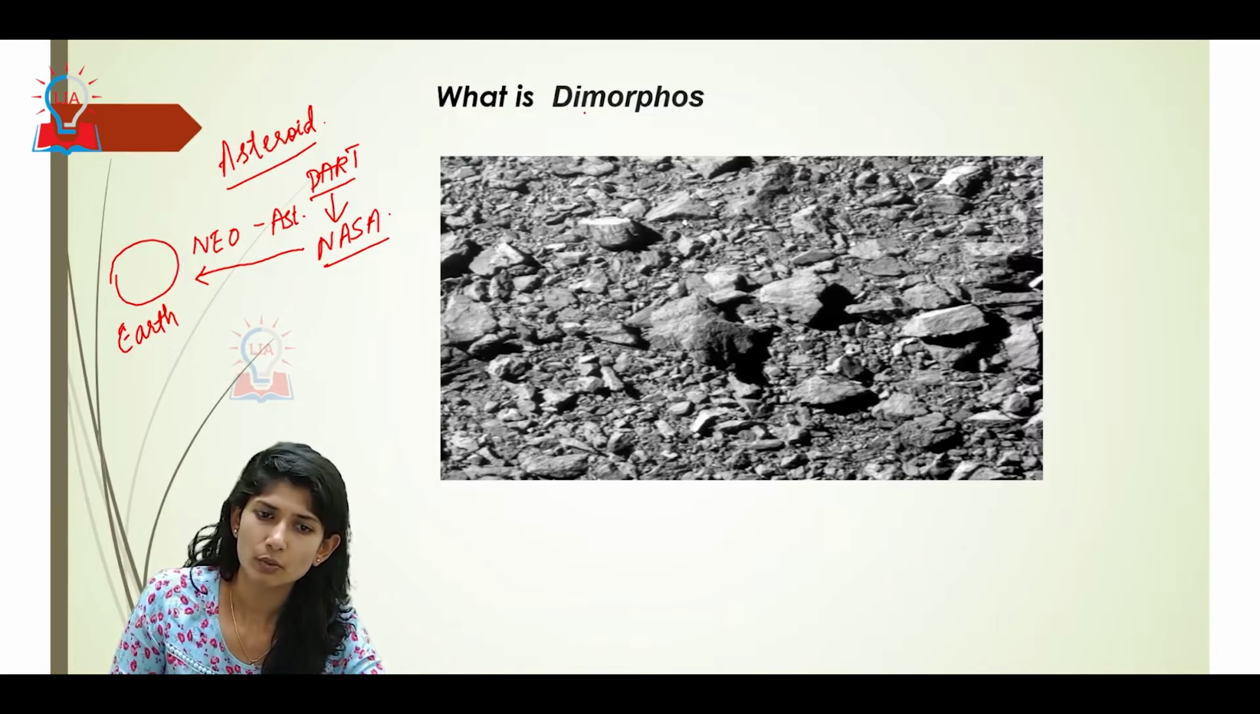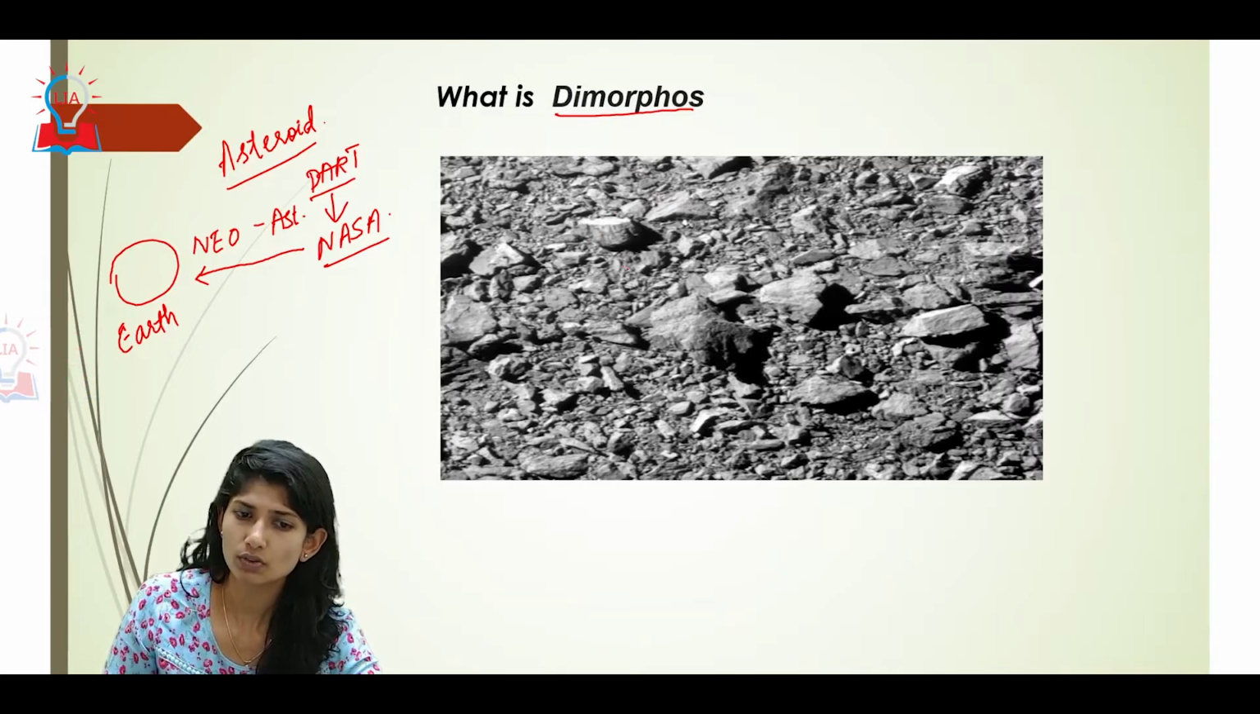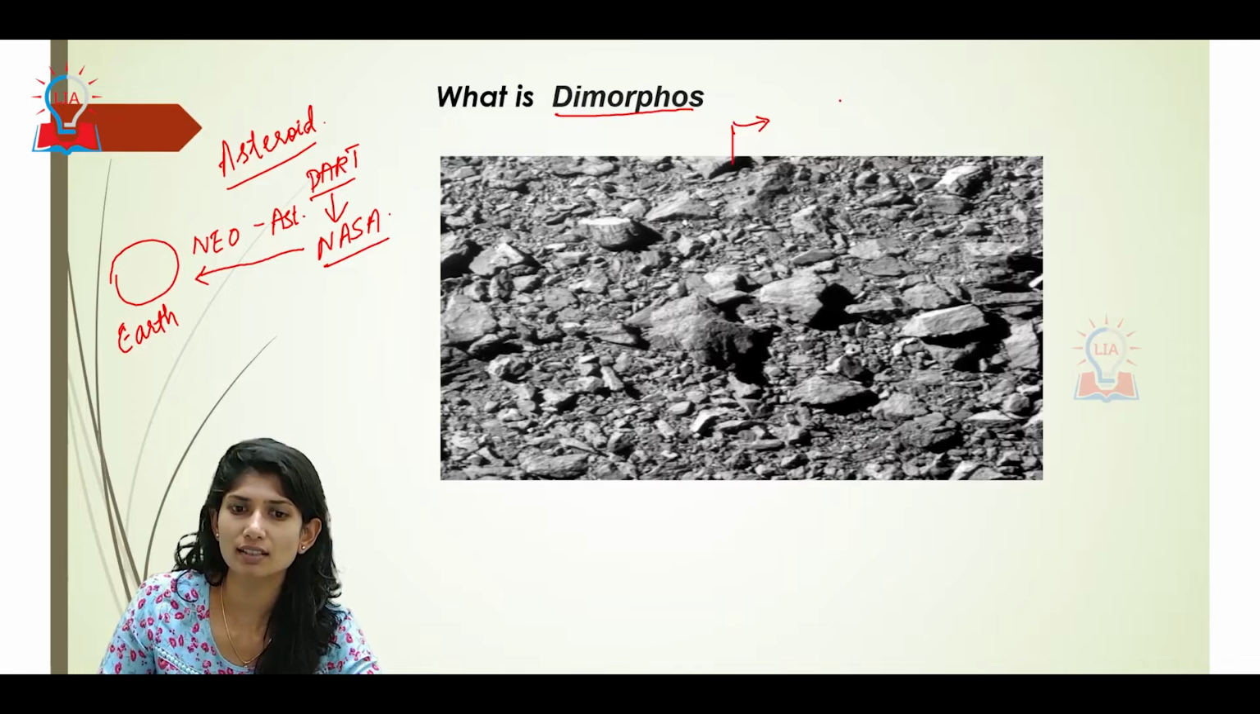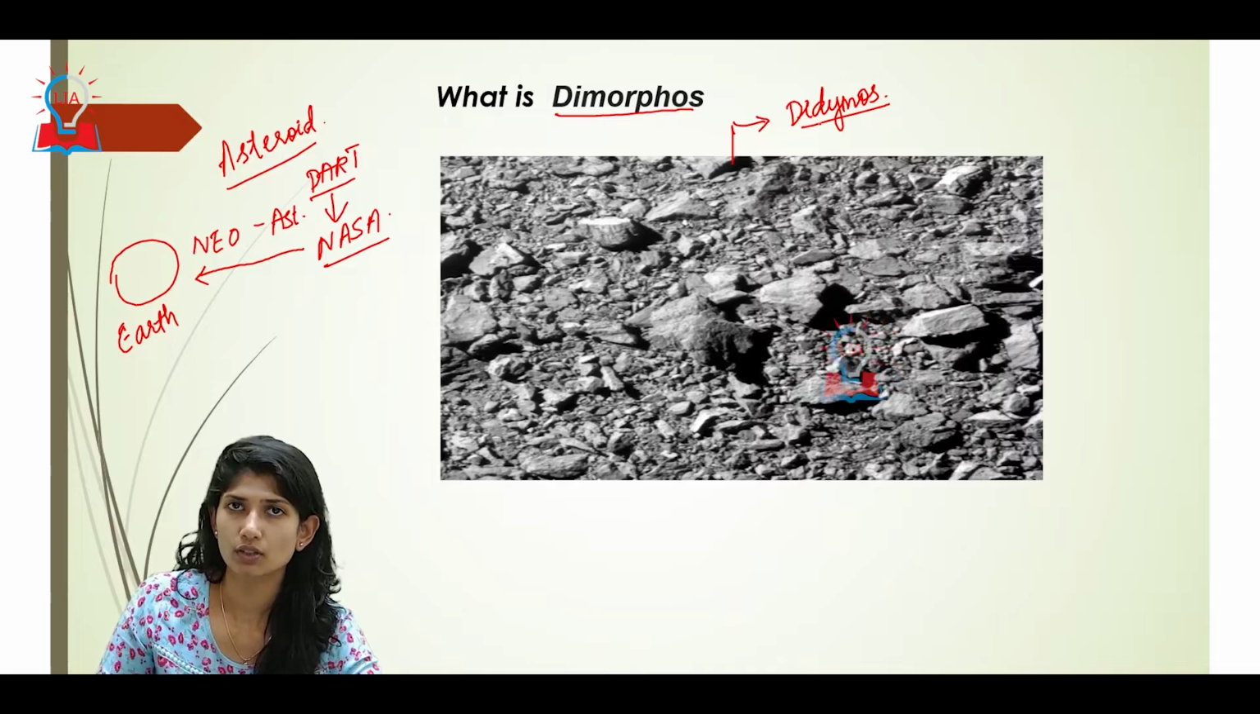Now we've used this word Dimorphos, stating that this is an asteroid. Why was this asteroid chosen? Was it nearby to Earth? Was it coming towards the Earth? No. This was a potentially safe asteroid, but it is very much close to a near Earth asteroid called Didymos. This is the asteroid that we have developed DART to use against.